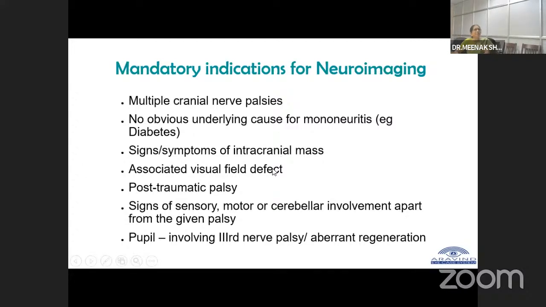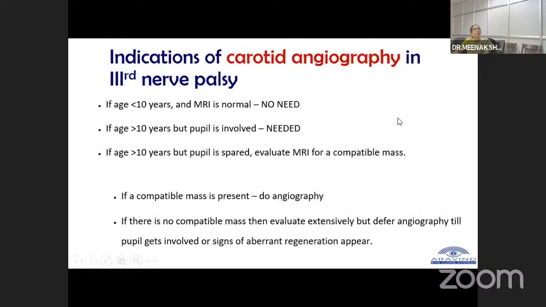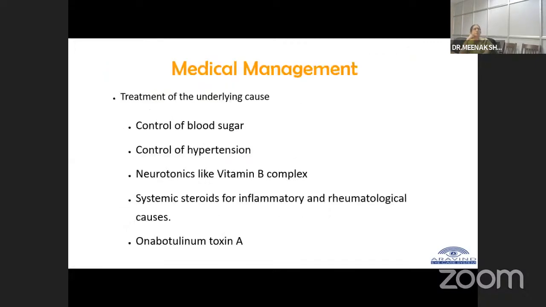When you are suspecting an intracranial mass, or any associated field defects, or any signs of cerebellar involvement, they have to be imaged. And in the pediatric age group, it is always better to image rather than taking it for granted. Always image whenever you are having a pediatric nerve palsy.